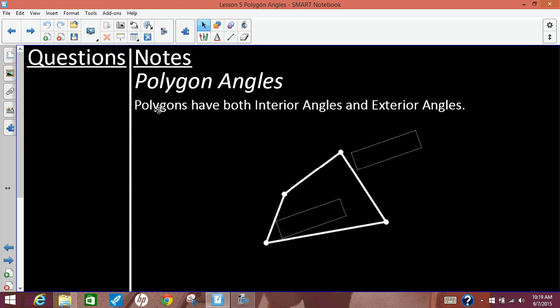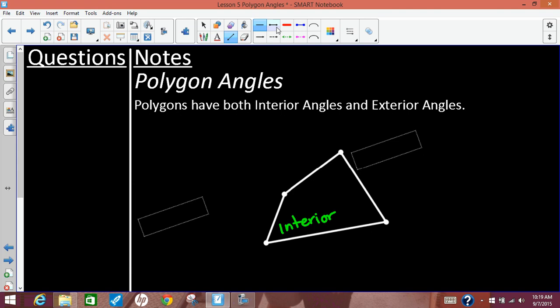So polygons have two different types of angles. They have angles that are formed inside of the actual polygon, and then they have angles that are formed outside of the polygon. So the interior ones are inside, and you can see there are 1, 2, 3, 4 interior angles in this polygon. And if you notice, it has 4 sides. It's a quadrilateral, so it has just as many interior angles as it does sides.